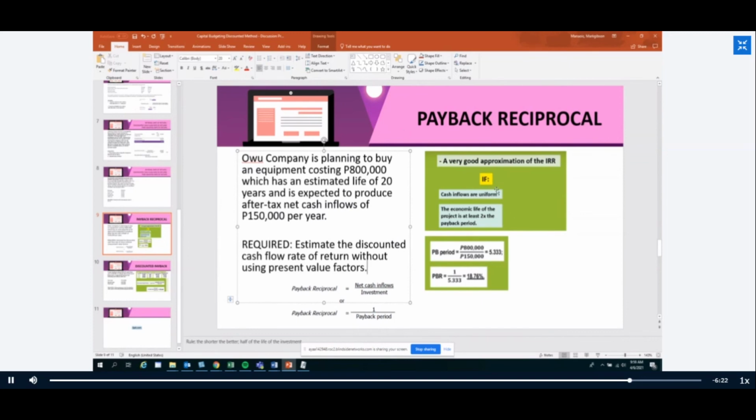I-test natin, no? Is the cash inflow uniform? Yes, sabi nga dito, 150,000 per year, no? For 20 years. Anong next? Economic life of the project is at least 2 times the payback period. So 5.333 times 2, ilan yun? So 10.666. Ang estimated life nga natin is 20. Okay? So that's payback reciprocal.